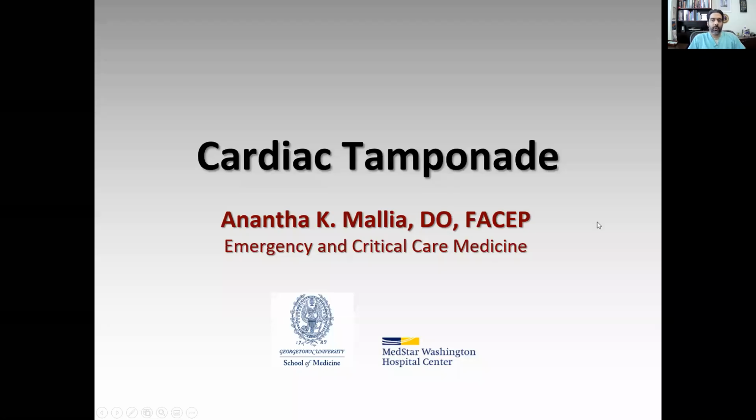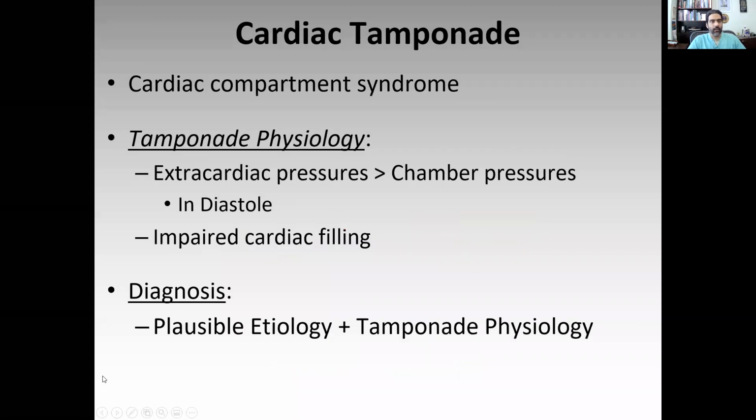Okay, so this is one of our very few diagnosis-specific talks. And I think it's well-deserved. I think cardiac tamponade does deserve some special focus, especially when we're talking about echo diagnosis of tamponade. You can think of cardiac tamponade as cardiac compartment syndrome.